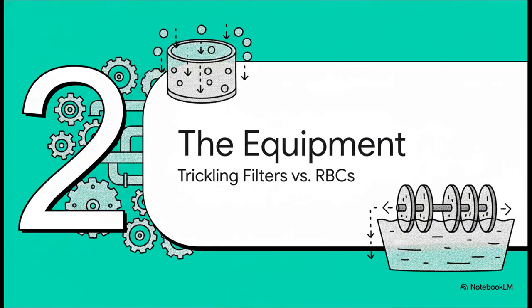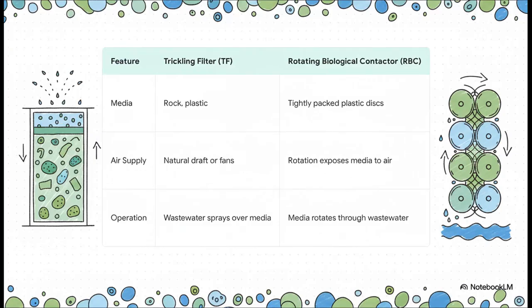All right, so we've got the biology down. Now let's talk about the actual machines, the hardware that you're going to see on the exam. Right, so trickling filters and RBCs, rotating biological contactors, they both use biofilm, but man, they look completely different. They really do, and this table lays out the differences perfectly. A trickling filter is pretty simple. It's a big bed of media, which used to be rock, but is mostly plastic now, and you just spray wastewater over the top. Air flows up from the bottom.